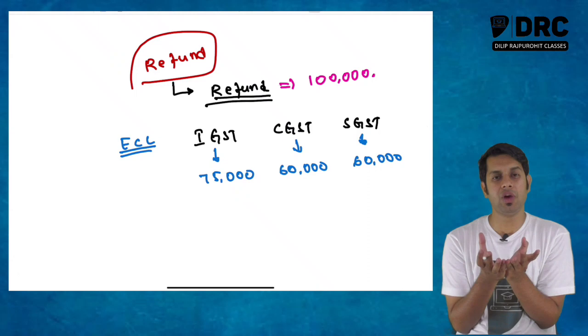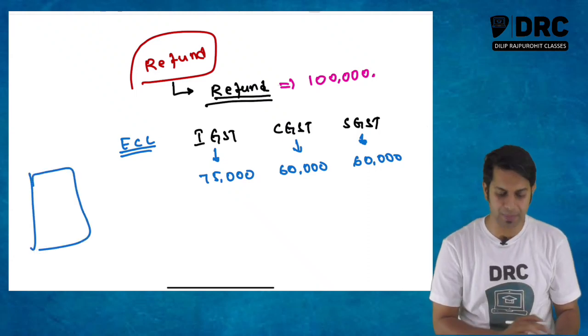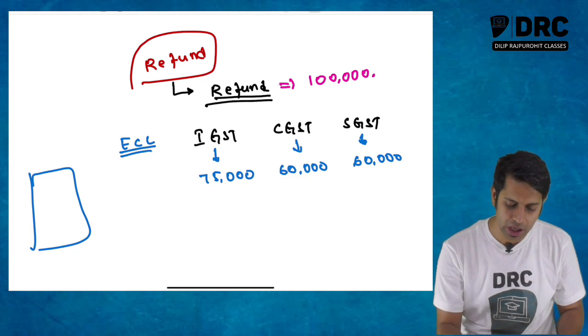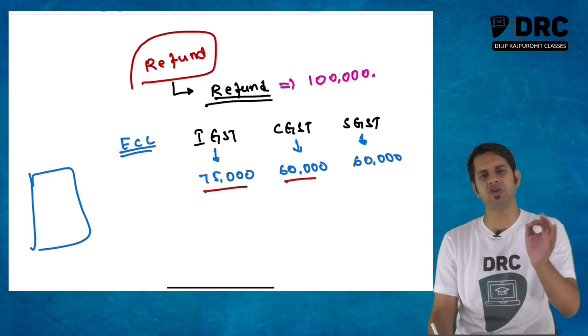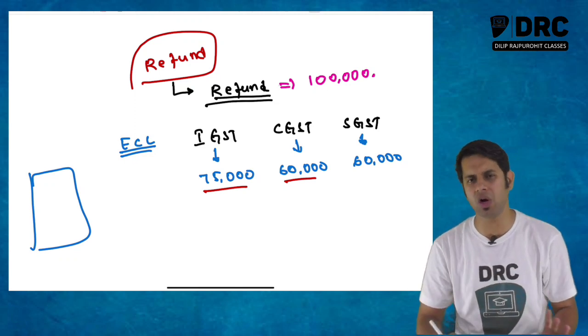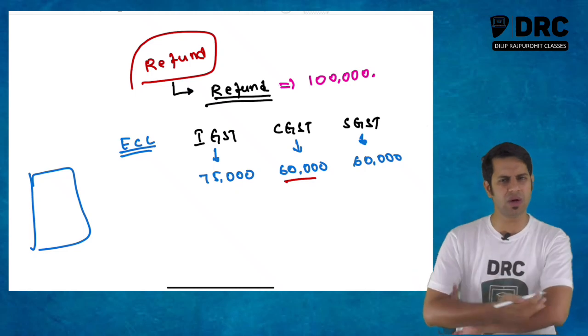Now the question is, which amount of refund should I take? I should make an application. Whenever I am making an application, I should mention over there whether the refund should be of the CGST account, SGST account or IGST account. In that application, I am required to fill in those particular details.